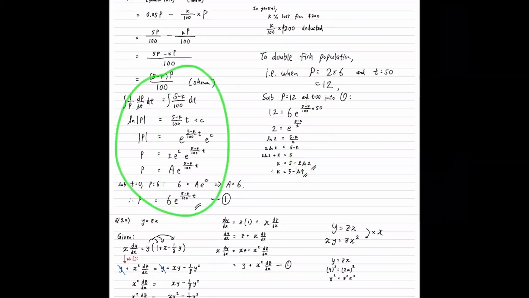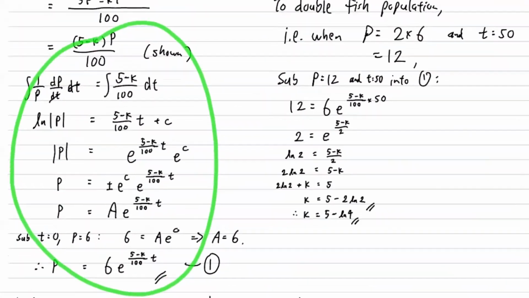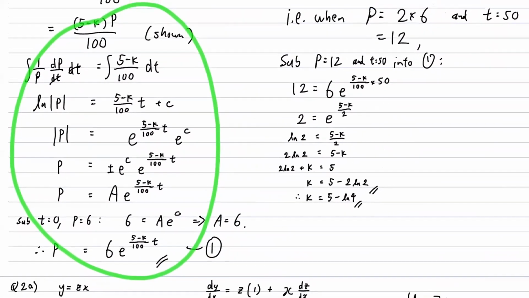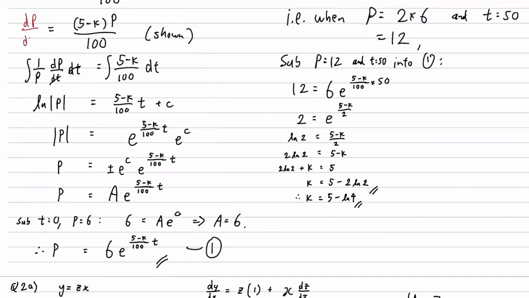So let's just look at this first. How do you solve for P? dP by dt is equal to 5 minus K times P over 100. So straight away you must notice K here is a constant, not a variable, just a number. And P here is a variable. So this is a separable differential equation. What do you need to do? Let's bring the P over 100 over.